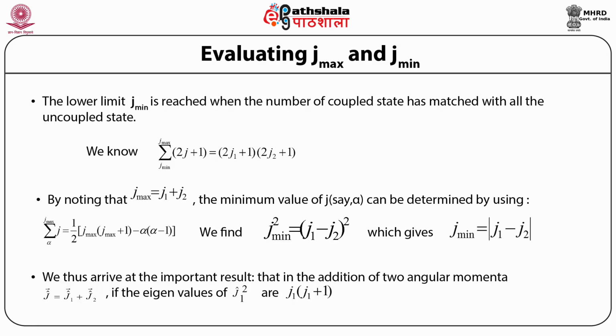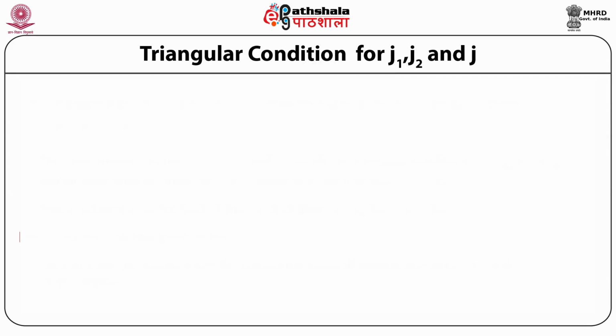If the total angular momentum operator J is equal to J1 operator plus J2 operator, then the eigenvalues of the operator J1 square are J1 times (J1 plus 1), and the eigenvalues of the square of the J2 operator, that is J2 square, are J2 times (J2 plus 1). Then the eigenvalues associated with the square of the total angular momentum operator J square are J times (J plus 1). Triangular condition for J1, J2 and J.